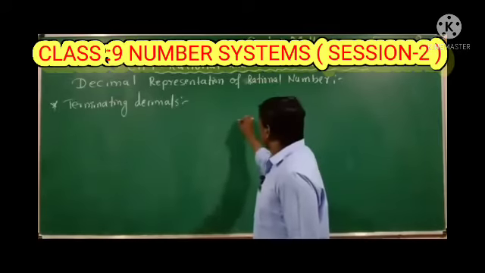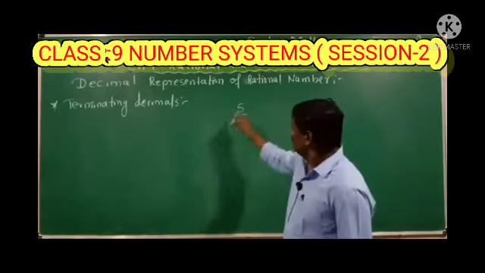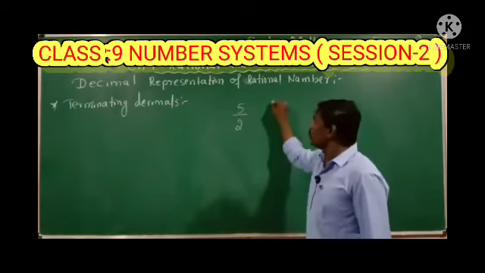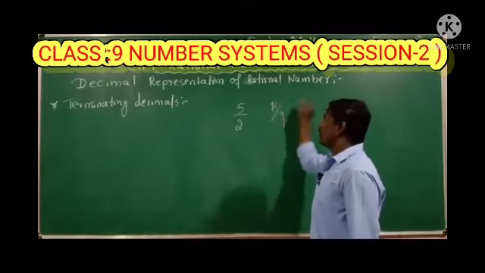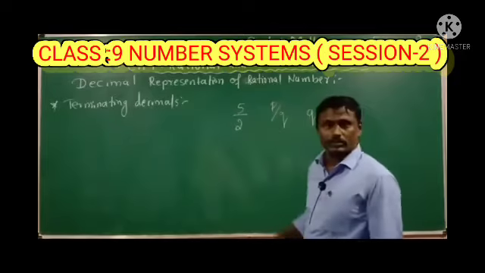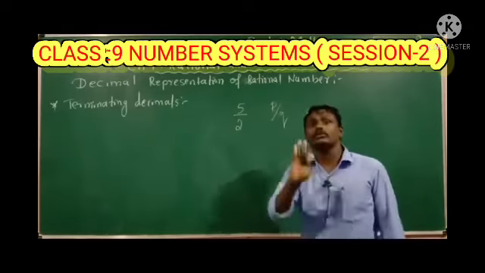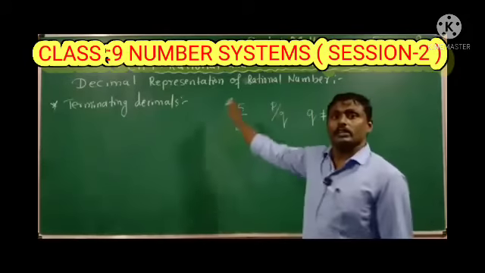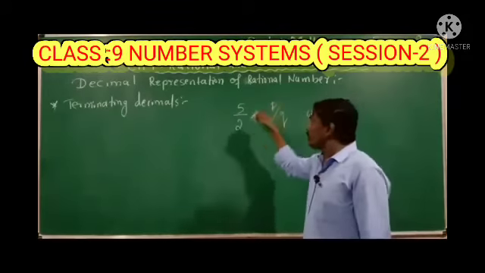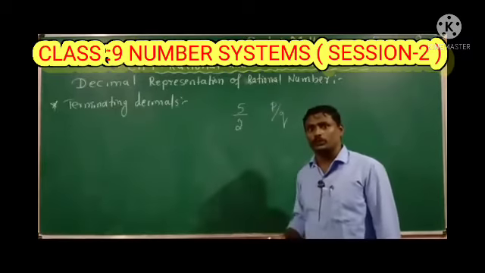If I am taking 5 by 2, it is in the form of p by q, where q is not equal to 0, right? So it is one of the rational numbers. 5 by 2 is a rational number. It is in the form of p by q, where q is not equal to 0. Here the q value is 2, right?